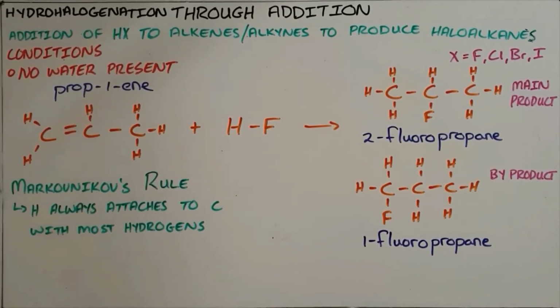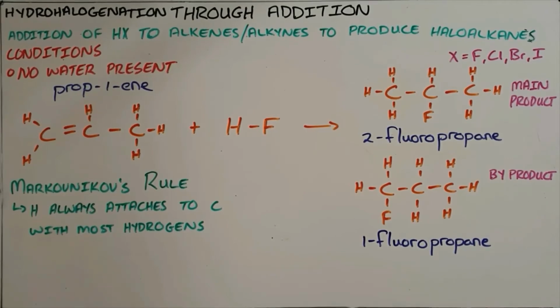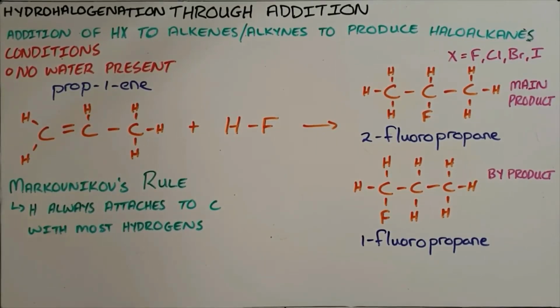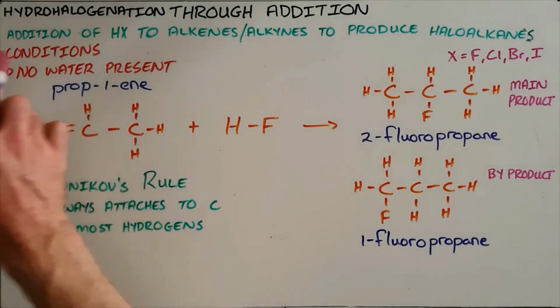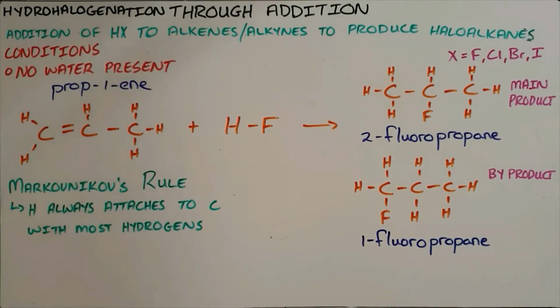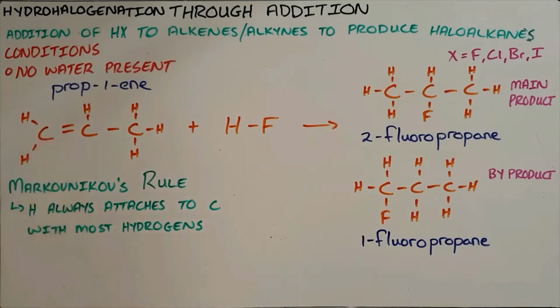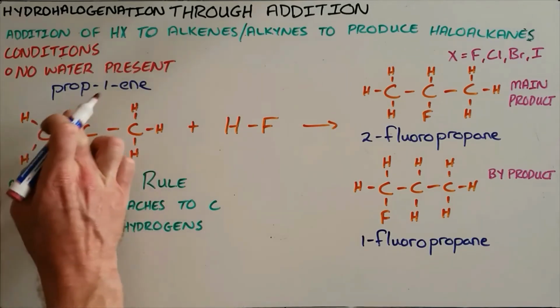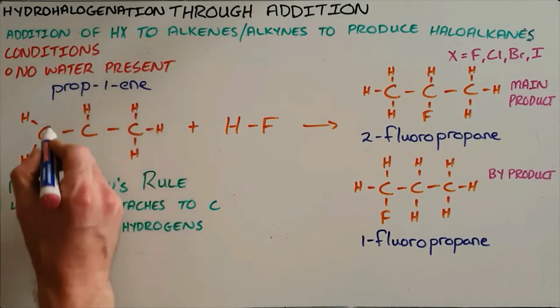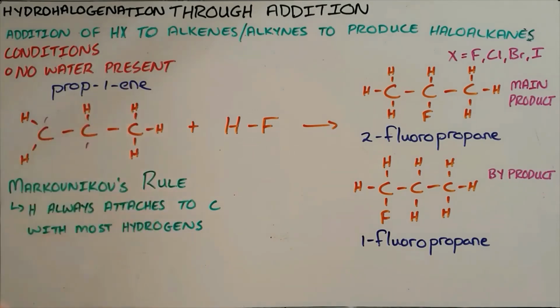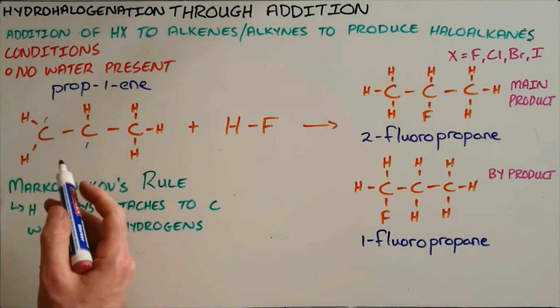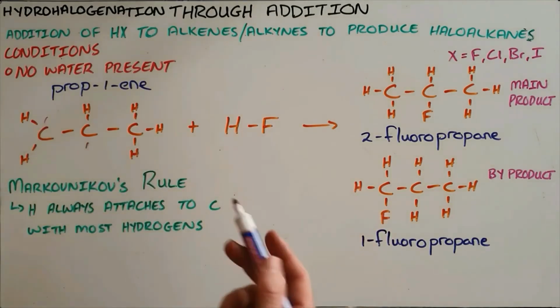Hydrohalogenation through addition is the addition of a hydrogen halide to an alkene or an alkyne to produce a haloalkane. This reaction can only happen on condition that there is no water present, and as an example here we have prop-1-ene that contains a double bond on the first carbon that reacts with hydrogen fluoride, and when there is no water present we know that the second bond would break because the second bond is weaker than the first, which leaves each of these carbons willing or looking to form a bond with either hydrogen or fluorine.